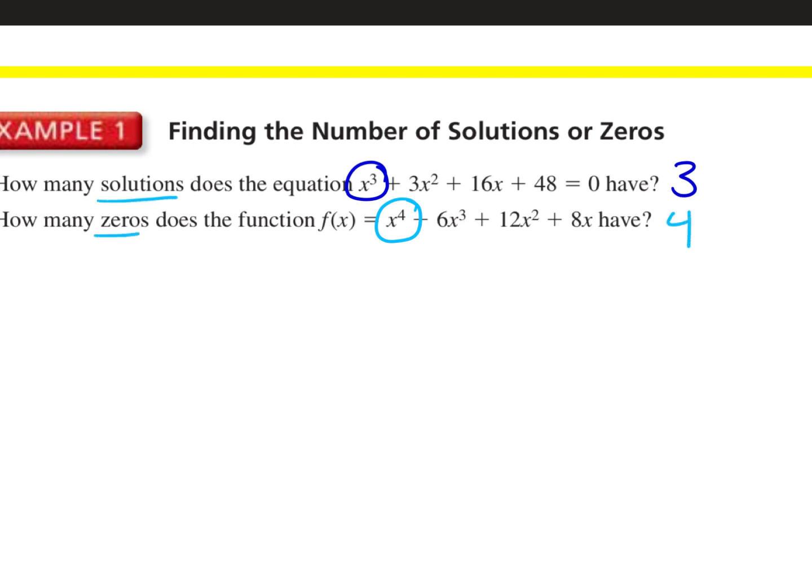Solutions and zeros are the same thing. They're just both answers of our polynomial. So we could ask for either one. The highest degree tells us how many we'll have.